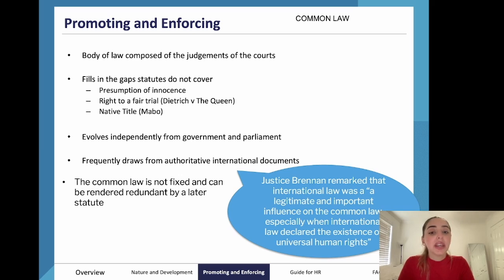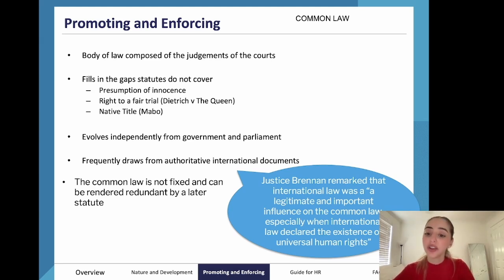It evolves independent from government and parliament, as I mentioned with the separation of powers. And it frequently draws from authoritative international documents, okay? For example, Justice Brennan remarked that international law was a legitimate and important influence on the common law, especially when international law declared the existence of universal human rights, okay? So international law directly influences the decisions made in common law.